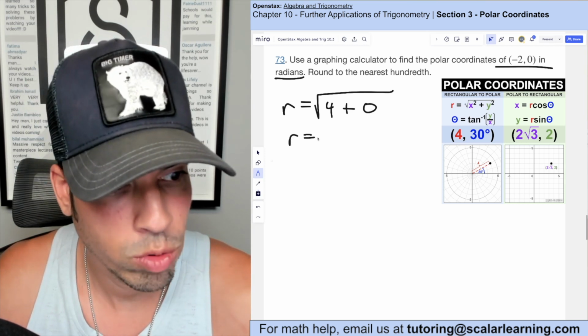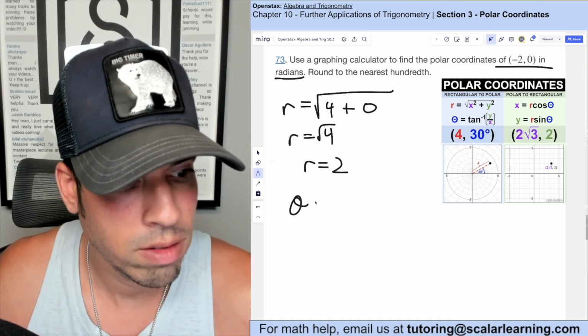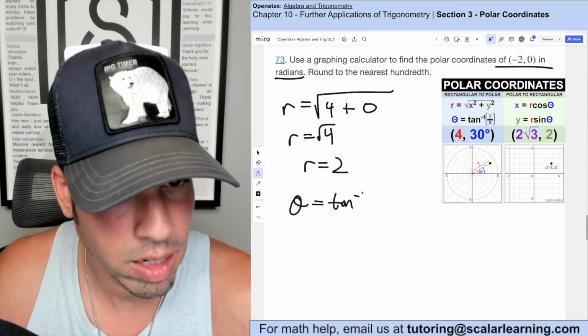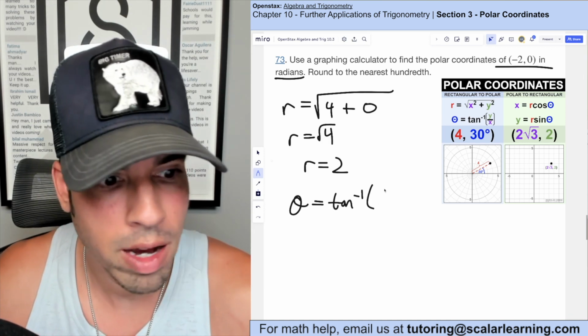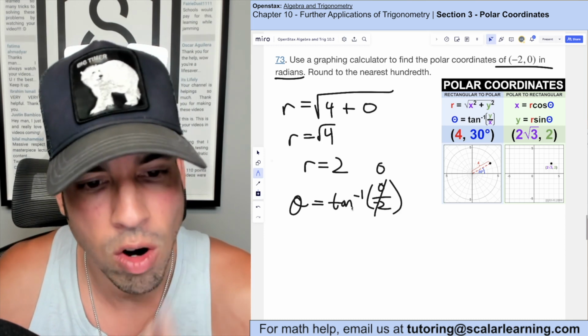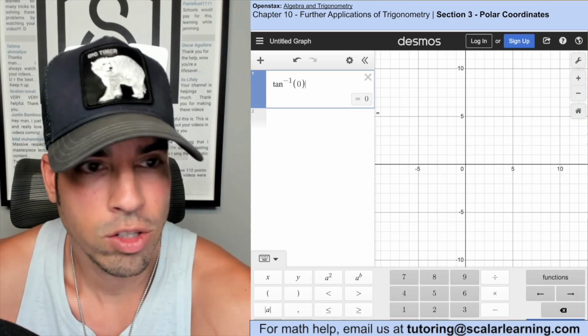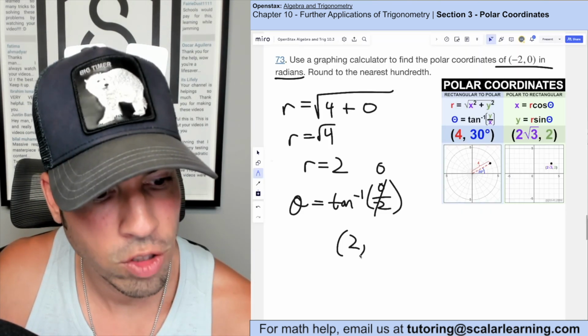So we get r is equal to the square root of 4, which means r is equal to 2. And then to get the theta value, we need to take arctangent of y, which is 0, over x. And again, that's just 0, right? So we need to take arctangent of 0. So arctangent of 0 is 0. That's 0 radians. So we might say 2, 0.